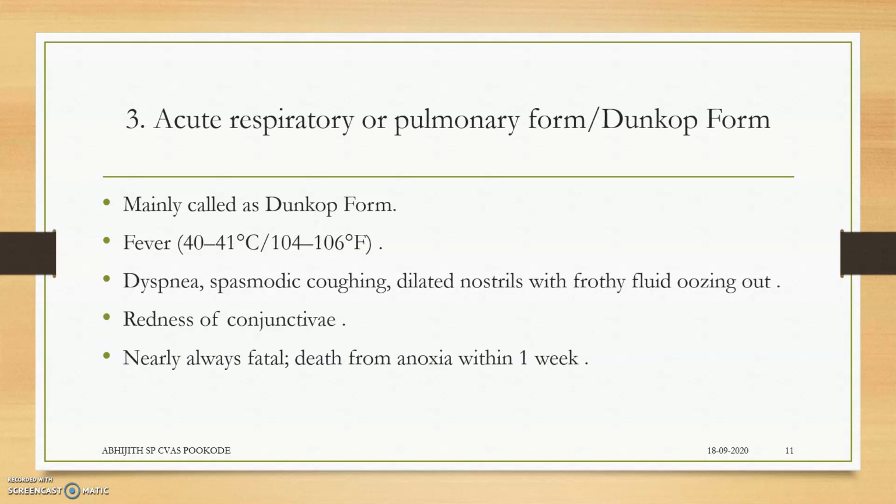The third form is the acute respiratory form, or the pulmonary form, which is known as Dunkop. Pulmonary has an N, Dunkop has an N. In this form, fever will be there, and dyspnea will be there. Sometimes it can lead to aspiration pneumonia by inhalation of nasal exudates. It is nearly always fatal, with aspiration pneumonia, bronchopneumonia, and interstitial pneumonia. With dilated nostrils, frothy fluid oozes out. The conjunctiva will be red and inflamed.